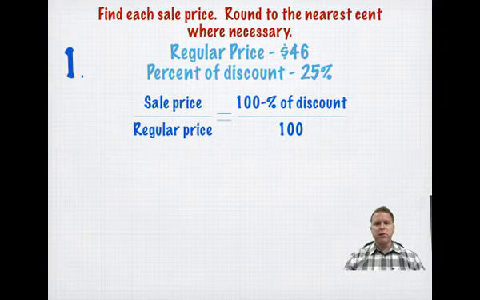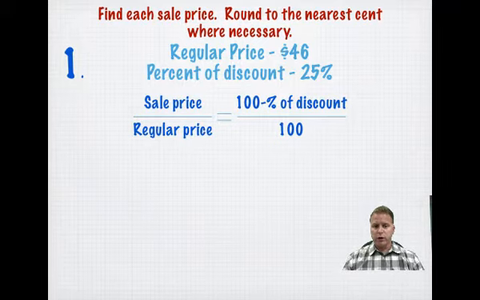So find each sale price, round to the nearest cent where necessary. So the regular price is $46. The percent of discount today is 25%, so you're getting 25% off. So we're going to use the formula or proportions I gave you. Sale price over regular price equals 100 minus the percent of discount over 100. So let's figure out what we know, what they gave us, and we're going to plug that in. And you can use calculators today once we get to that point.